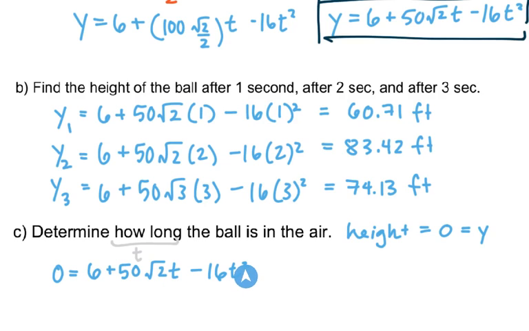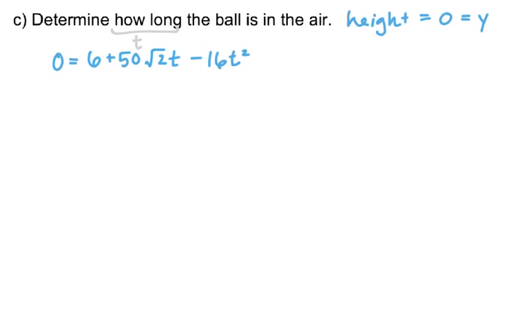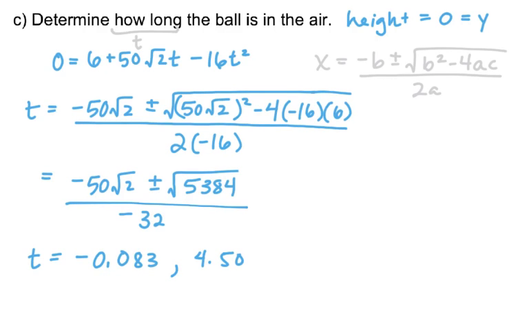There will be two solutions, or one repeated solution if there's a spot where it hits the ground. You guys should feel very confident using the quadratic formula at this point. I'm going to work that out for us. Working through the quadratic formula as I've set up here, we get two t values. So we get t equals negative 0.083 or t equals 4.50.